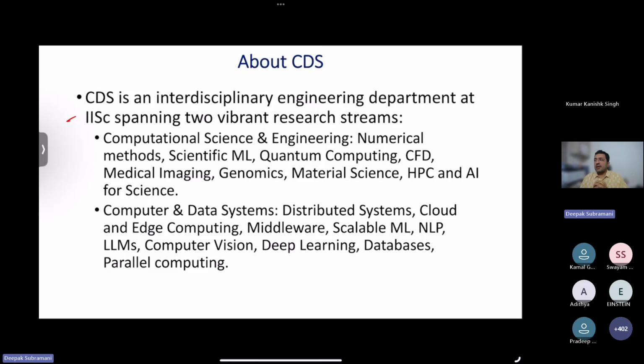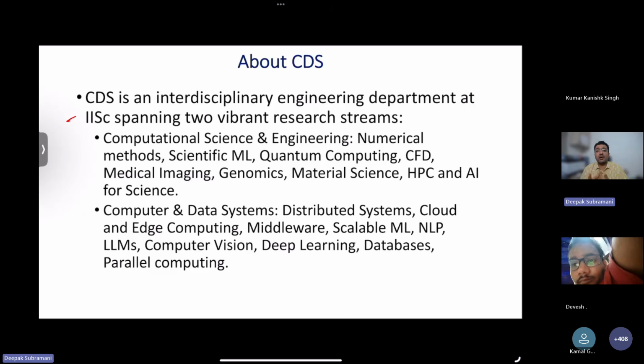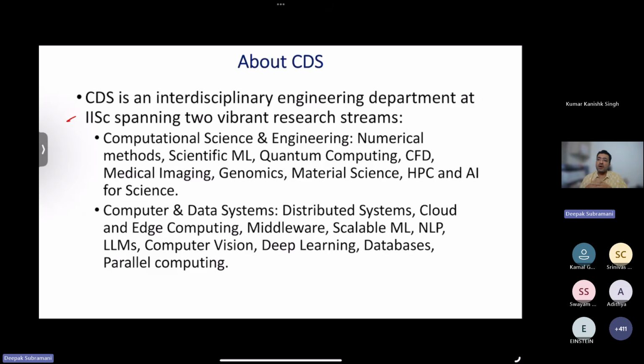Then there is the computer and data science stream, in which we have distributed systems, cloud and edge computing, very advanced areas today, middleware, scalable machine learning. So how do you make machine learning work across devices and serve millions of customers, right? So scalable machine learning. And the hot areas today: natural language processing, large language models, computer vision, deep learning. And to make all of this work, the parallel computing, the background that is necessary for modern infrastructure, databases, all of that is covered under the computer and data systems stream.